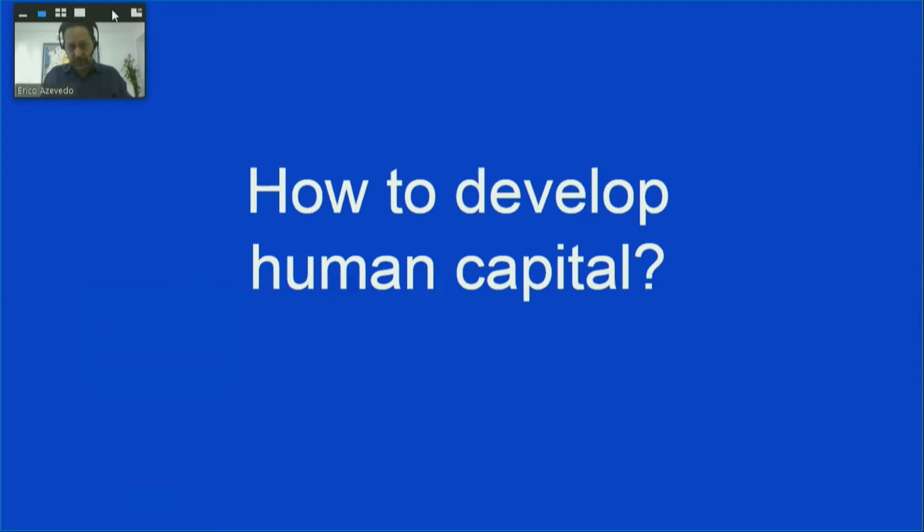Yep. So basically, as it seems, science should believe a little bit more in human potential, but how to develop this human potential?